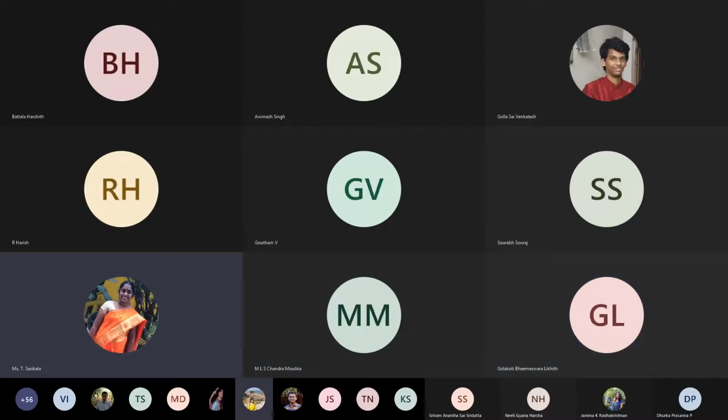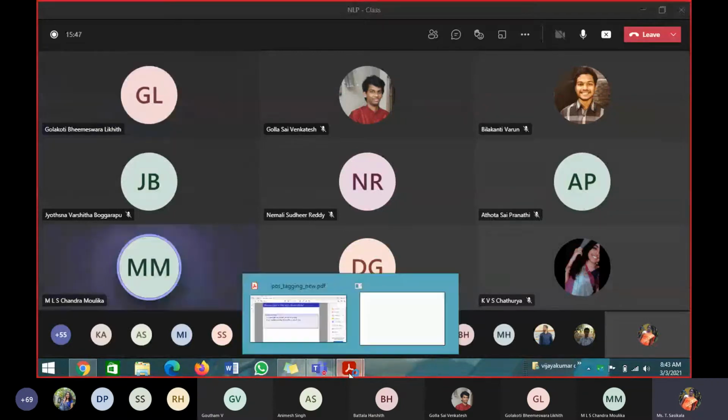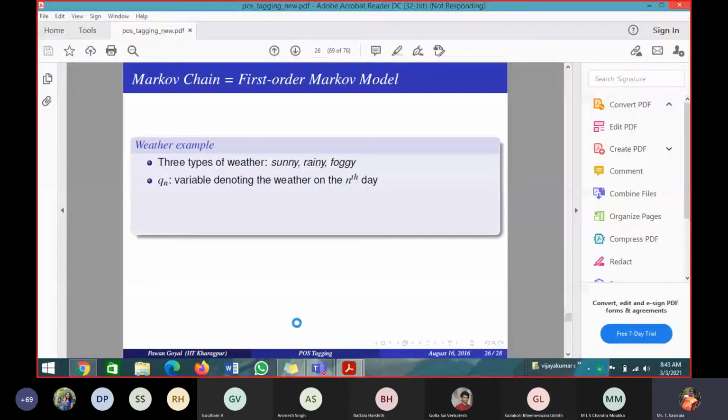Sunny, rainy, and foggy. So today's weather depends upon the previous day's weather, or tomorrow's weather depends upon today's weather. Okay, so that's a Markov chain model.